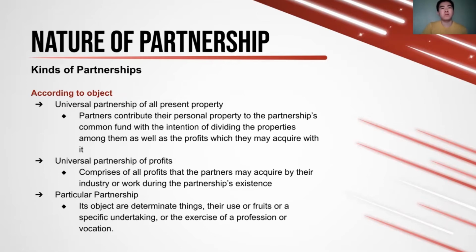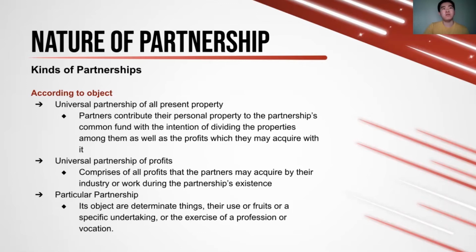Next is the universal partnership of profits. This comprises all profits that the partners may acquire by their industry or service during the partnership's existence. So the difference between this one and the first one is that with the universal partnership of profits, the original property contributed does not become common partnership assets. For the last partnership type, which is the particular partnership, its object are determined things, their use or fruits, or a specific undertaking. It can also be the exercise of a profession or vocation.